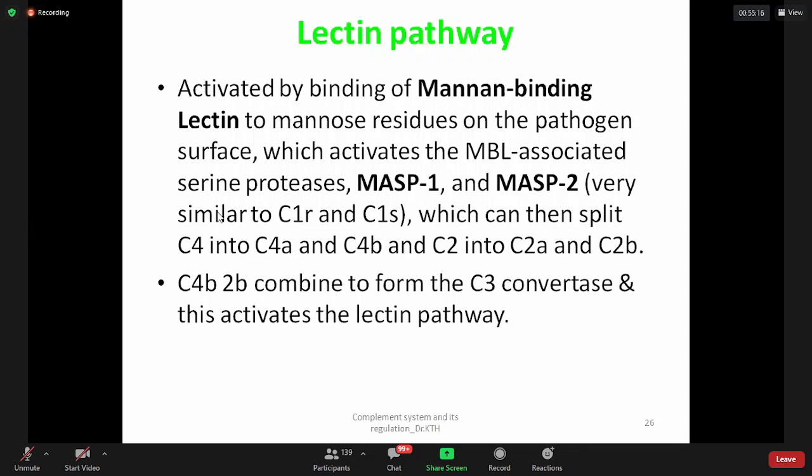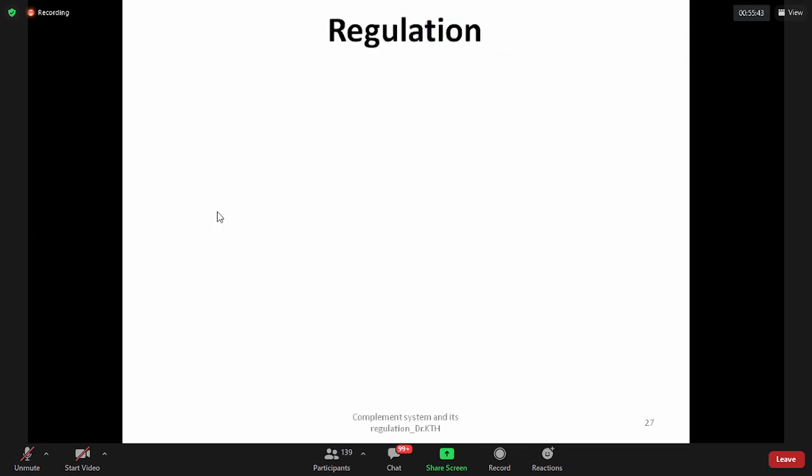So here we see that this lectin pathway is activated by an antigen, but the first step of activation requires a serine protease, the same way that we've seen with the classical pathway. So the C4b2b will combine to form C3 convertase, and this will activate the lectin pathway, the same way that we saw with the classical pathway.